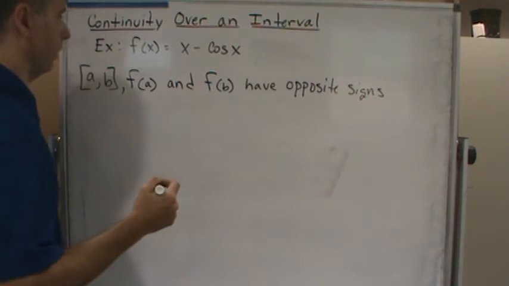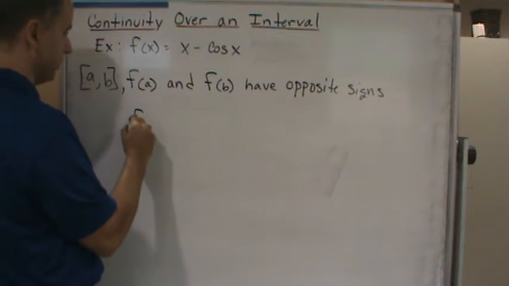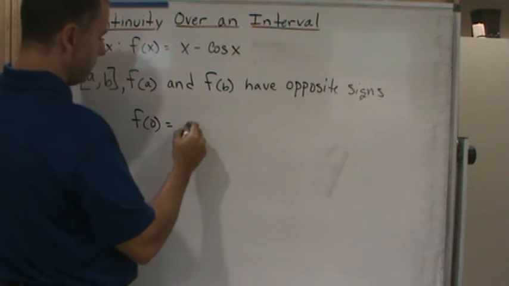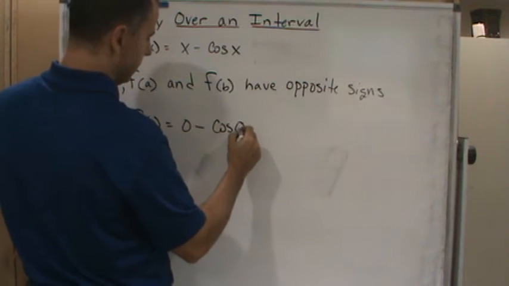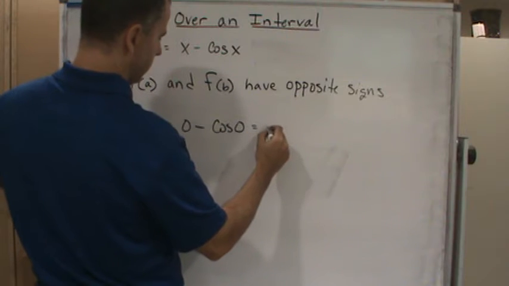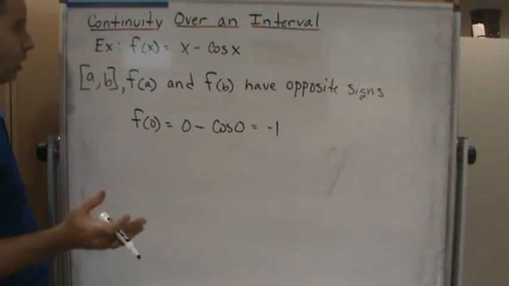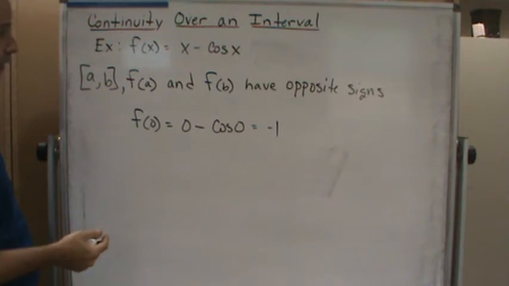Well, let's use 0. 0 is always an easy one. So if we use f of 0, what do we get? F of 0 gives us 0 minus cosine 0, which equals negative 1. Okay, so now that's negative. Now all we need is a value of x that's going to give us something positive.